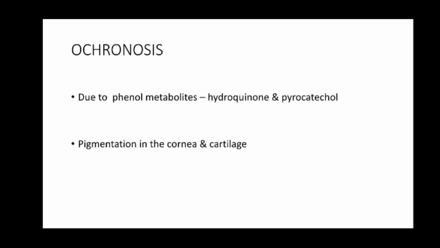Another term is ochronosis. What is ochronosis? It is pigmentation in the cornea and cartilage. Pigmentation means the deposition of the metabolites, that is hydroquinone and catechol, in the cornea and cartilage. It leads to pigmentation, which is called ochronosis.